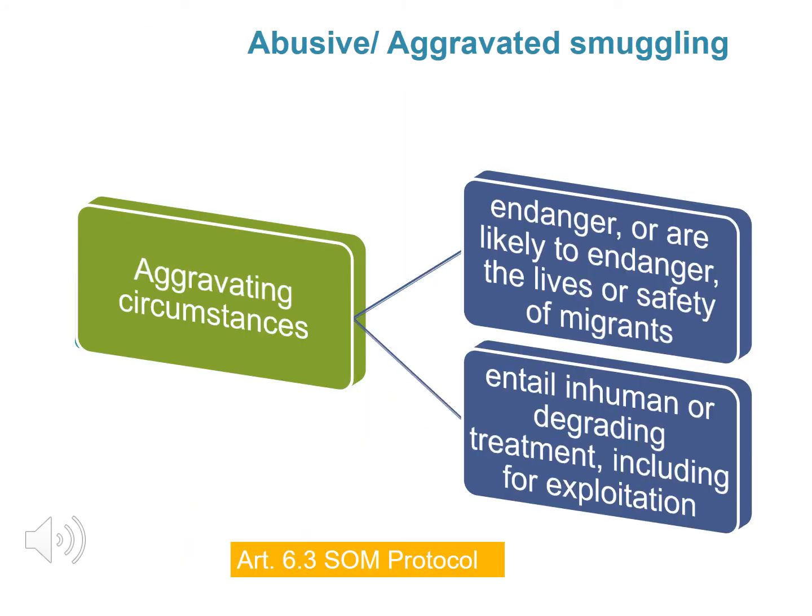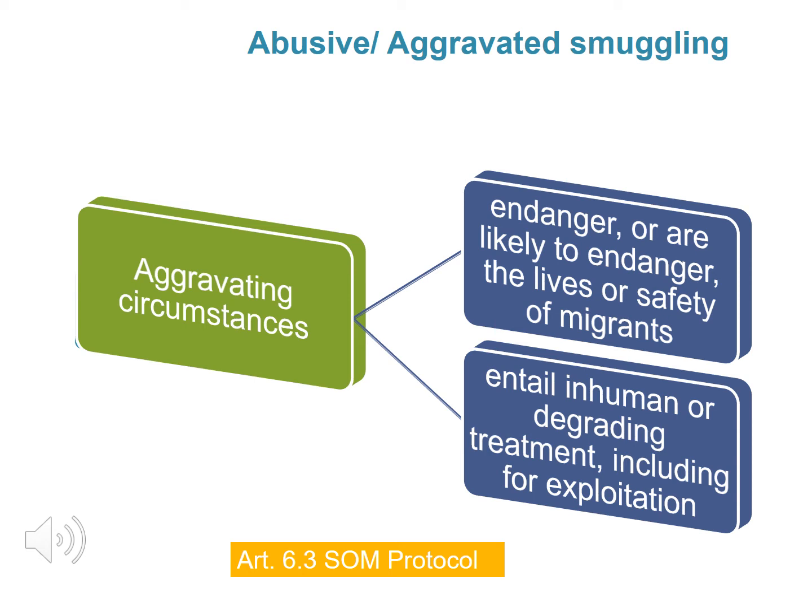Migrant smuggling can be abusive. People who are smuggled may be subjected to violence, to beatings, to sexual assault. Under Article 6 of the Smuggling of Migrants Protocol, this offense can be considered aggravated when it involves circumstances that endanger or are likely to endanger the lives or safety of migrants. For example, when migrants are transported on dinghies across the sea, or when migrants are transported in refrigerator trucks where they can hardly breathe.